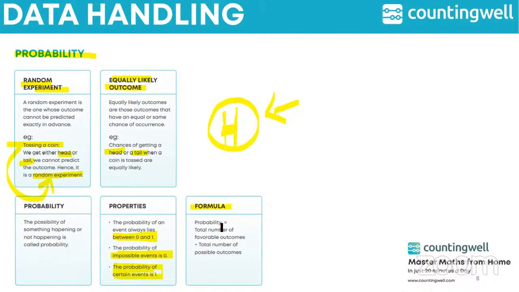Let us see the formula for probability. It is nothing but the total number of favorable outcomes divided by the total number of possible outcomes.